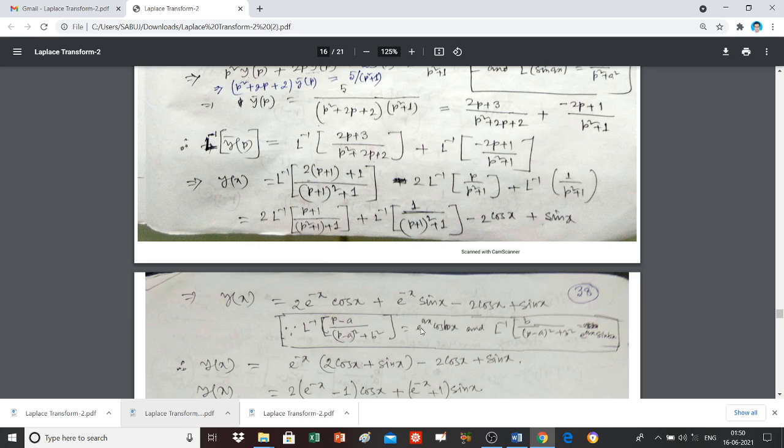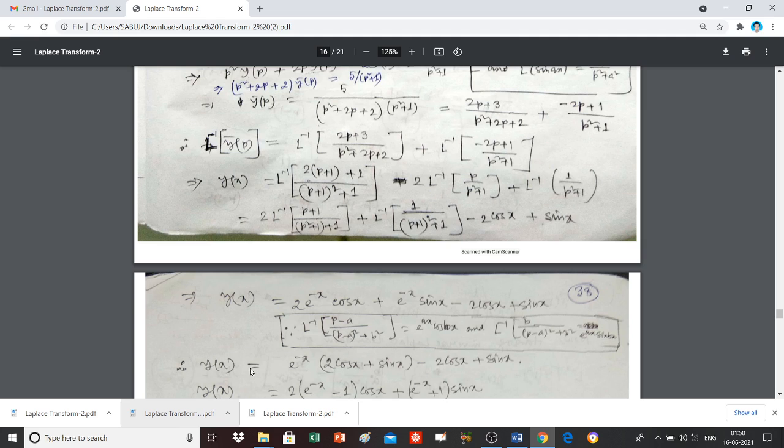The reason is here: L inverse (p minus a) by ((p minus a) whole square plus b square) is e to the ax cos bx. This is the reason. This term will also give you e to the minus x sin x, because the reason is also here: L inverse b by ((p minus a) whole square plus b square) is e to the ax sin bx. So that is here also e to the minus x sin x, and these two terms are here.